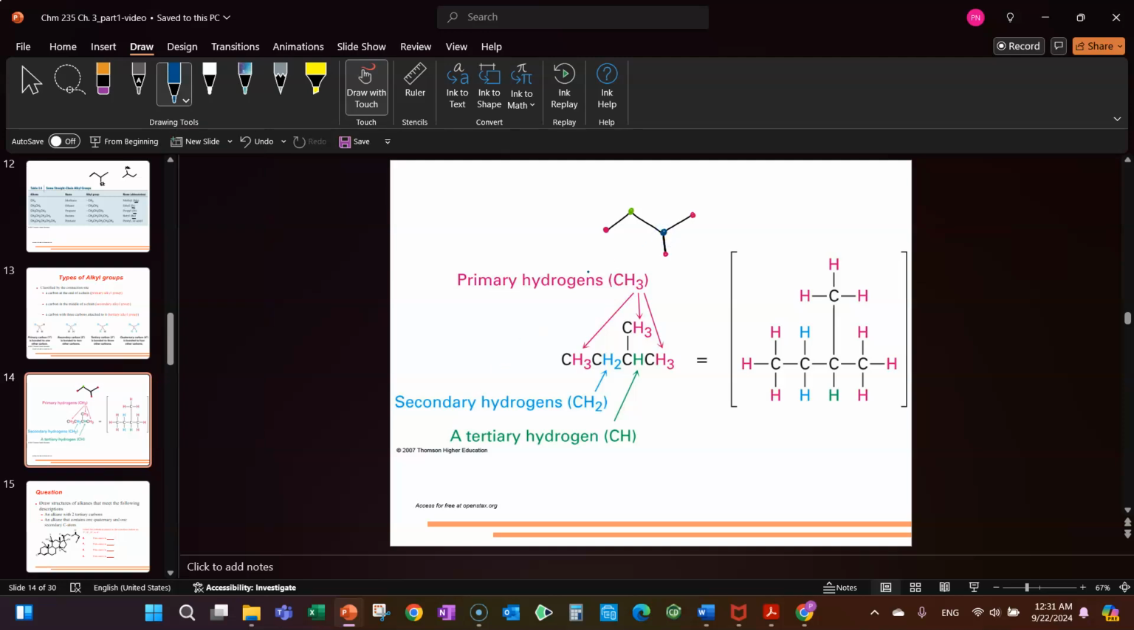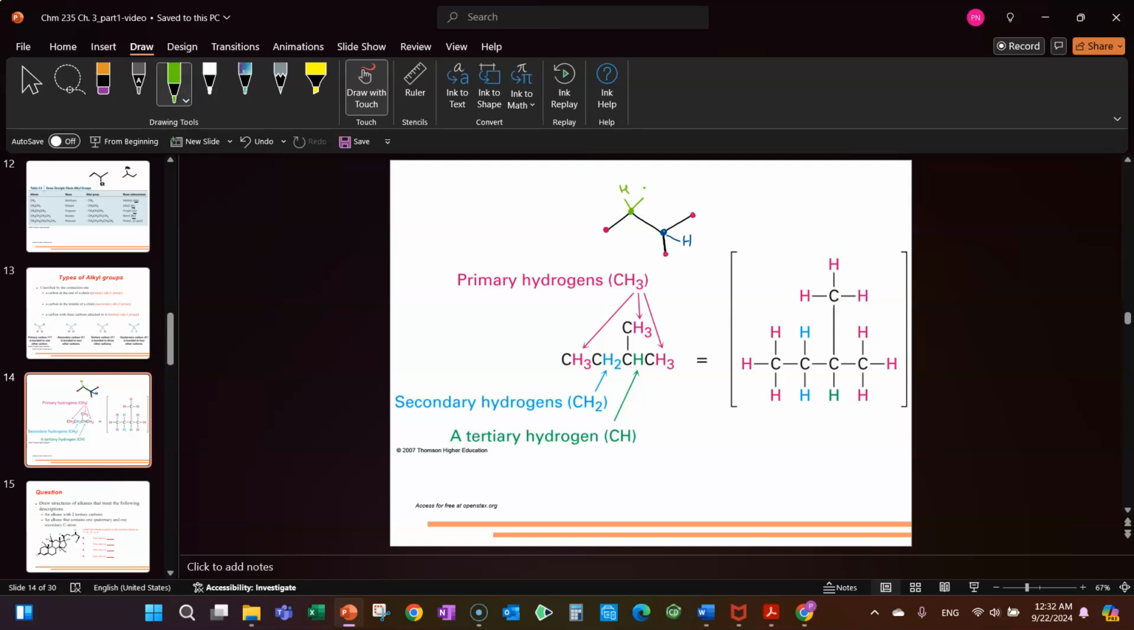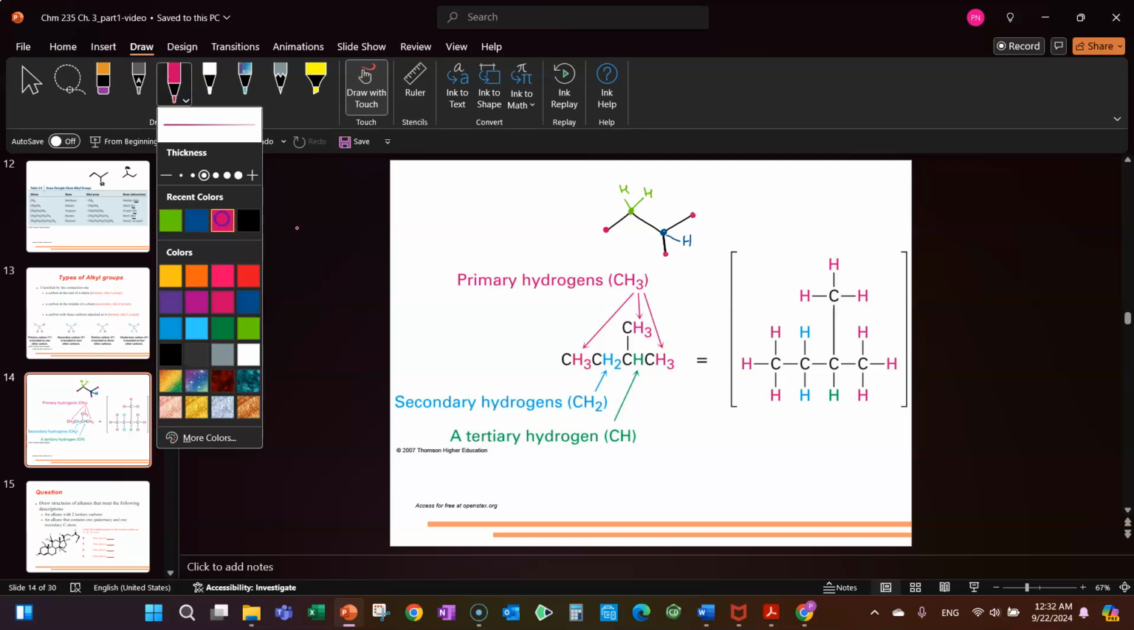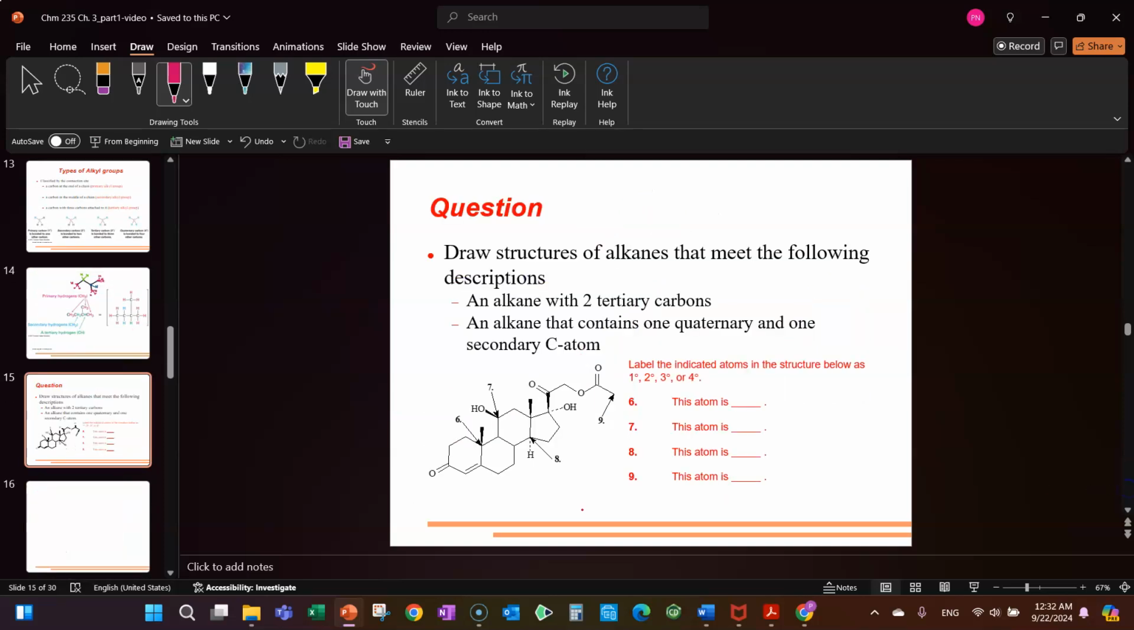Hydrogens attached to these are named primary hydrogen atoms, secondary hydrogen atoms, and tertiary hydrogen atoms. There is one tertiary hydrogen atom, which is drawn in blue. There are 2 secondary hydrogen atoms, which are drawn in green, and there are several primary hydrogen atoms, all attached to the primary carbon atoms. There are about 9 of them, drawn in red. This is how you can look at the classification of different alkyl groups.